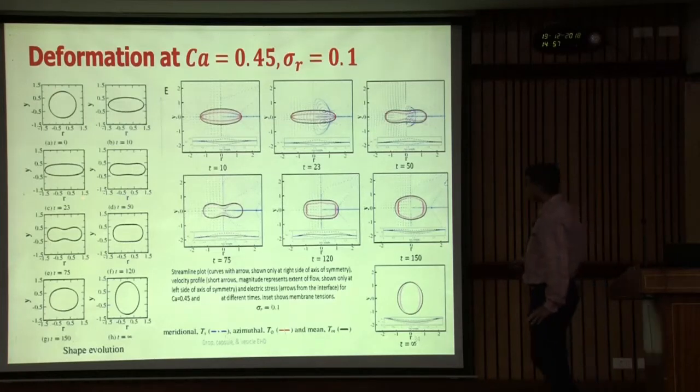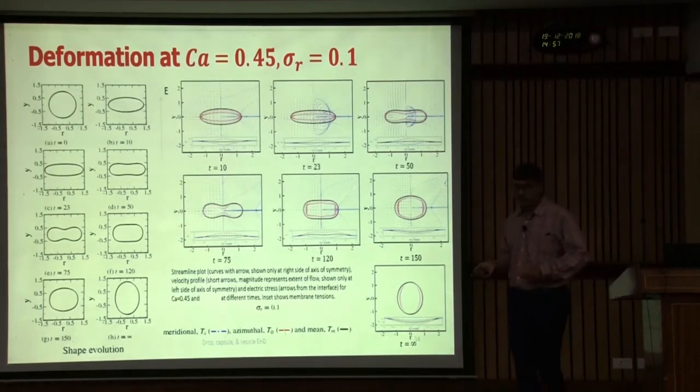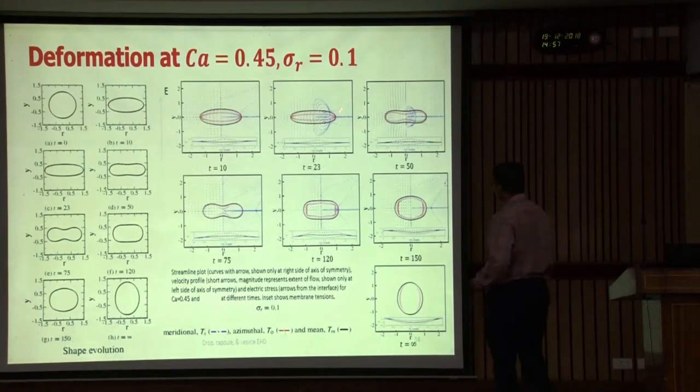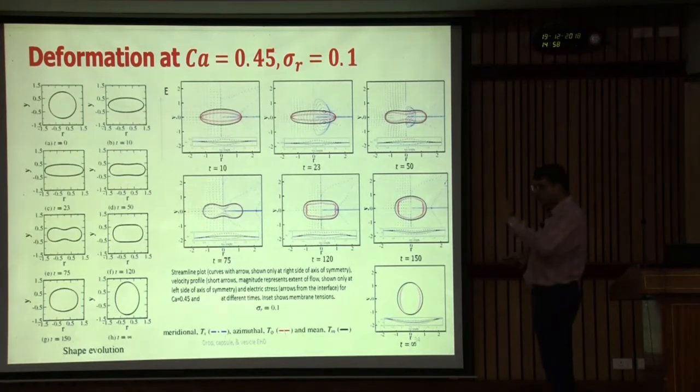Okay. Now, if you go to large capillary numbers, and I'll probably end with this, if you go to very high capillary number, this is the sequence of events that happens when your outer medium is more conducting. Okay. So at short times, as I said, when the outer medium is more conducting, just beyond the Maxwell-Wagner relaxation time, you have strong compressive Maxwell stresses at the poles, which try to squish it into an oblate shape. And when it squishes into an oblate shape, you can monitor the azimuthal and the meridional tension, and you find that the azimuthal tension is tensile at the poles.